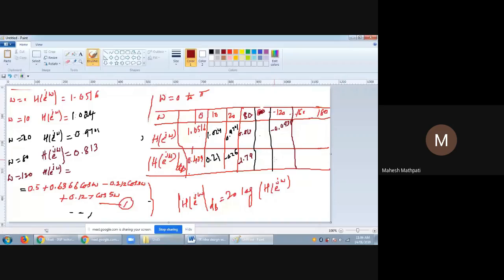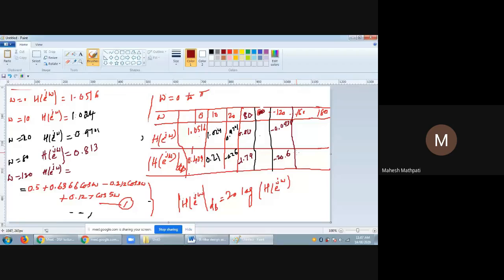dB value, is anyone getting minus 20.6? minus 20.6 आ रहा है क्या किसी का? Yes. What is the dB value? Minus 20.5. Yes sir. 20.55. 5 या 6 ले सकते हो उसको. Minus 20.6 you can take.